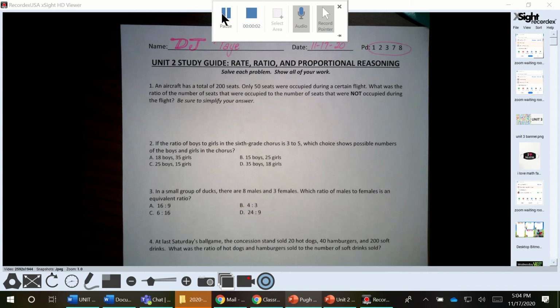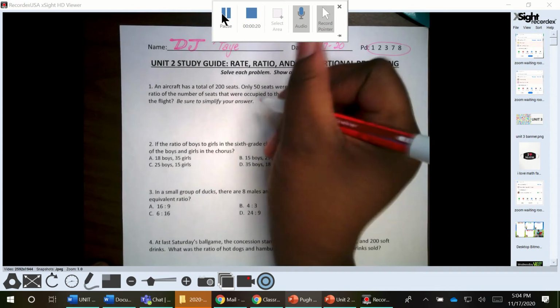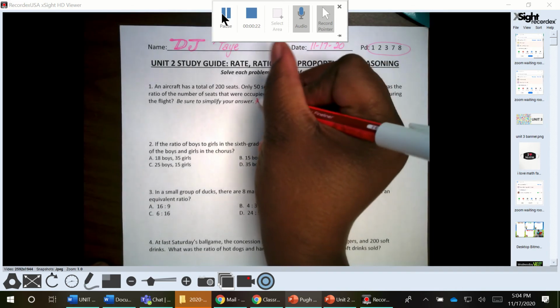All right, guys, so let's look at the study guide, page 1. Number 1 says an aircraft has a total of 200 seats. Only 50 seats were occupied during a certain flight. What was the ratio of the number of seats that were occupied to the number of seats that were not occupied during the flight? And then it gives us the hint here to be sure to simplify our answer.